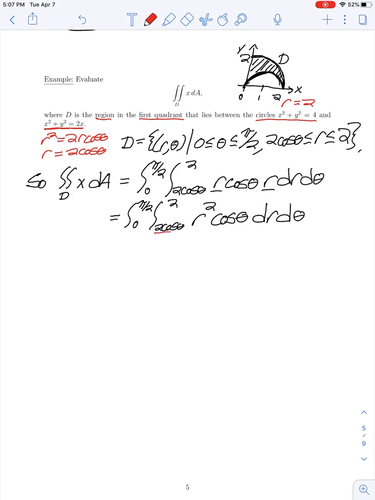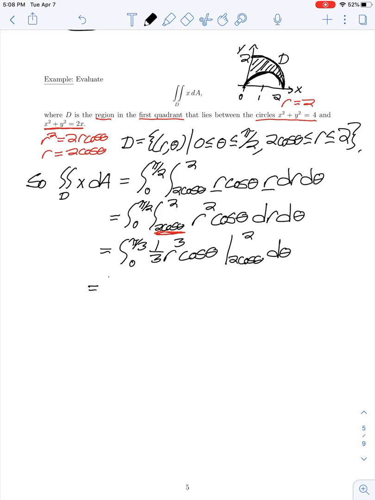And the reason is when we evaluate with respect to r, and we plug in this lower limit of integration, we have a function of theta. It is not constant with respect to theta. So we have to proceed from the inside out. So if we integrate first with respect to r, we have 1/3 r cubed times cosine of theta, evaluated from 2 cosine theta to 2, and then integrate with respect to theta.